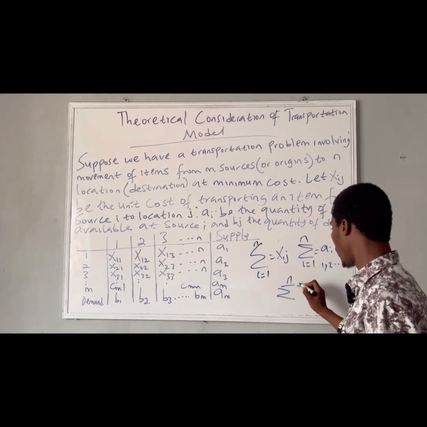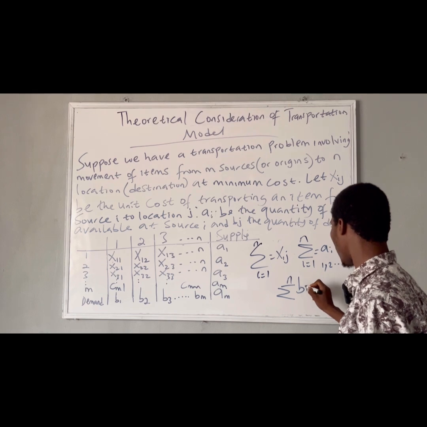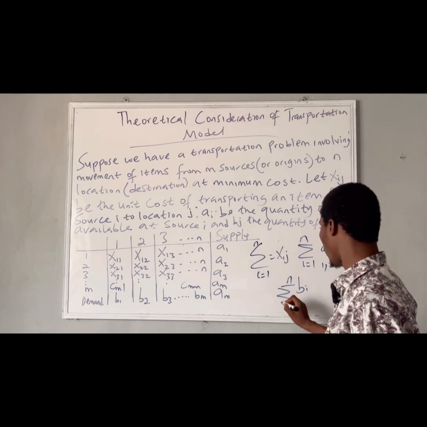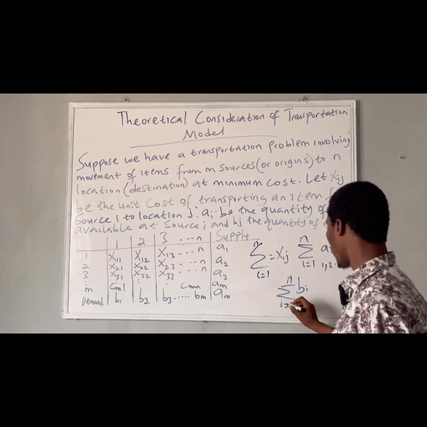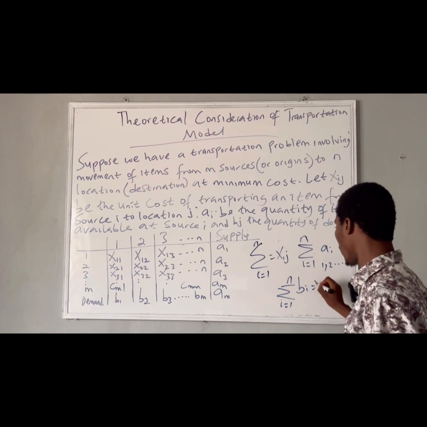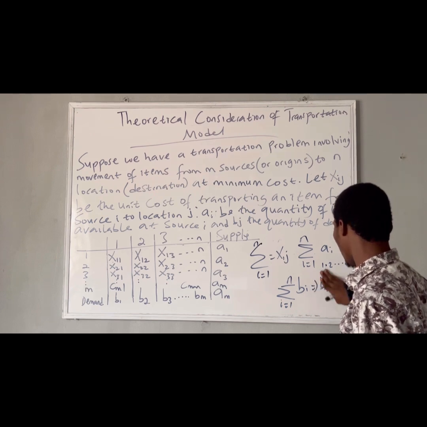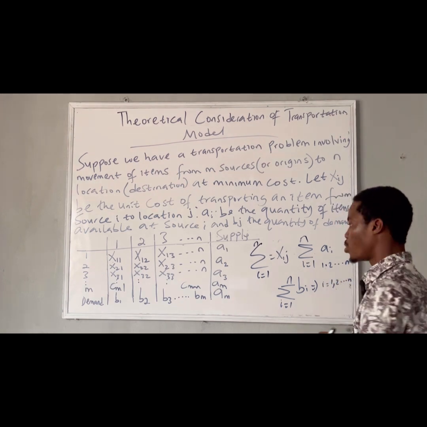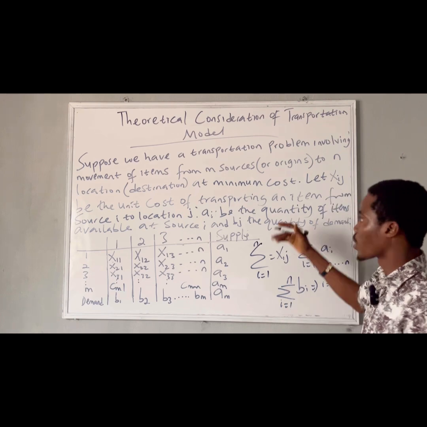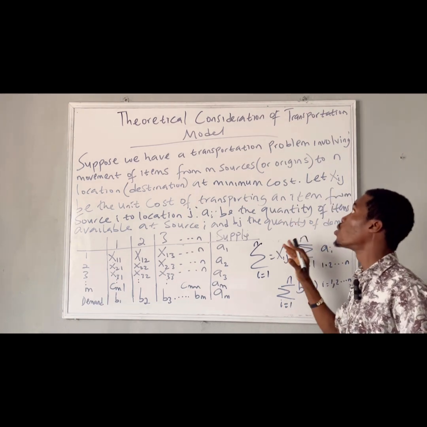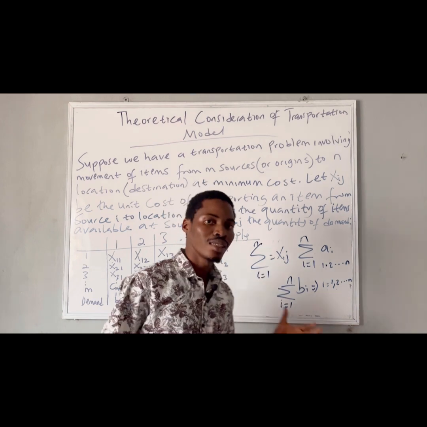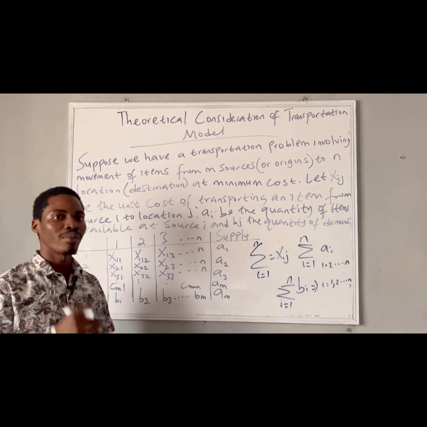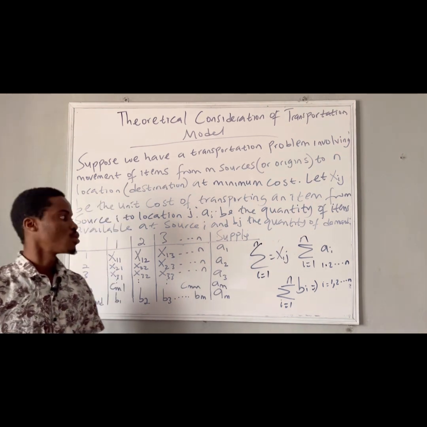Also, if it is Bi, we now have the summation of I equal to 1 to n of Bi. It means B1, B2. So our I is 1, 2, till n. So that's why we have this. This is how the theoretical consideration of the transportation model works. This enables us to program or minimize the cost of transportation.